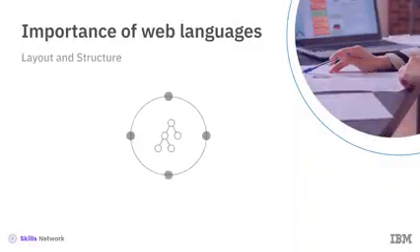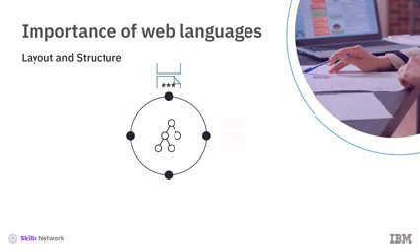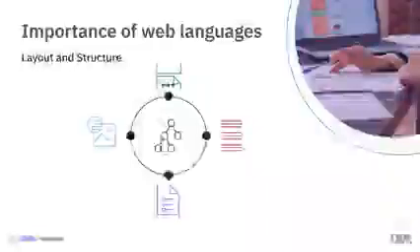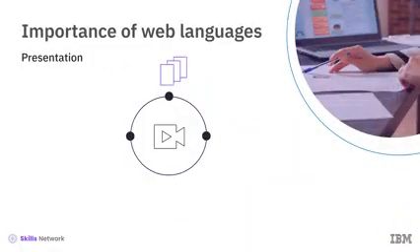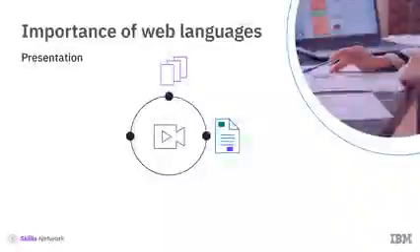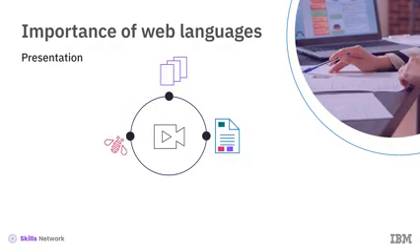Web languages define the layout and structure of a web page. For instance, they can create headings, paragraphs, lists, images, and other elements to organize content. Styling with cascading style sheets, or CSS, is one of the main features of web languages. With CSS, developers can control fonts, colors, layouts, and even add animations to make web pages visually appealing.